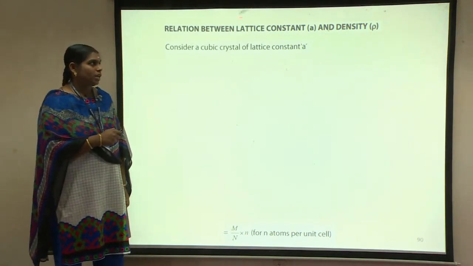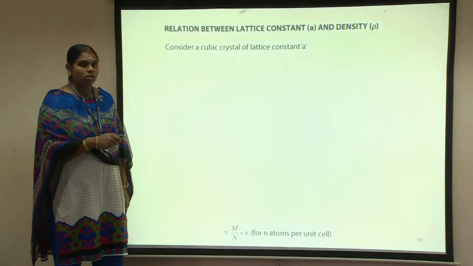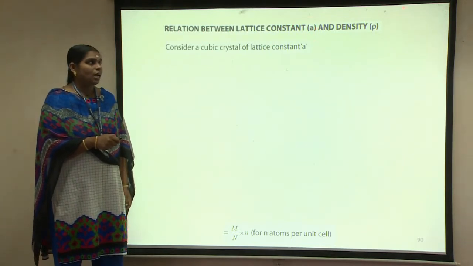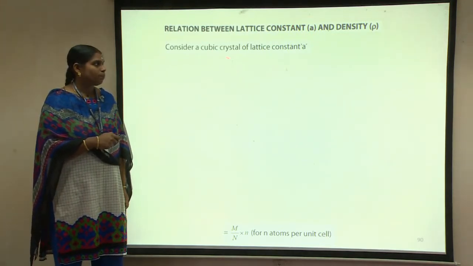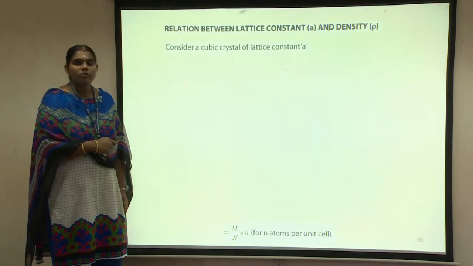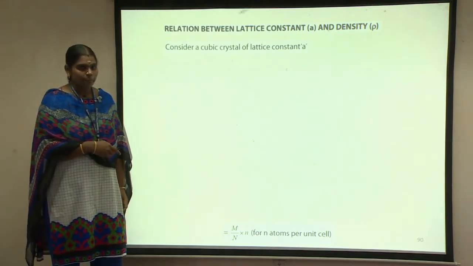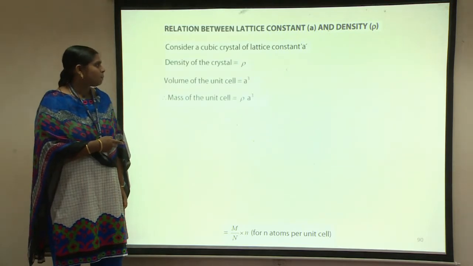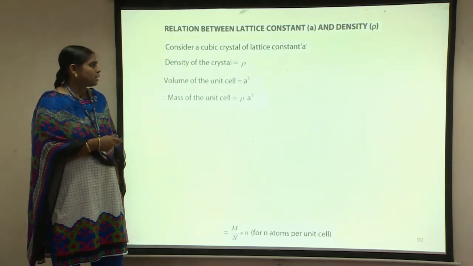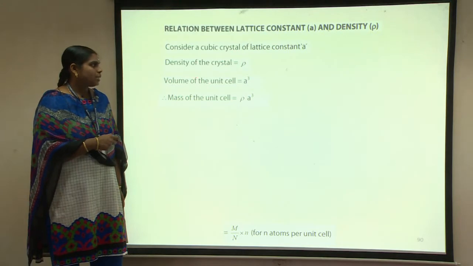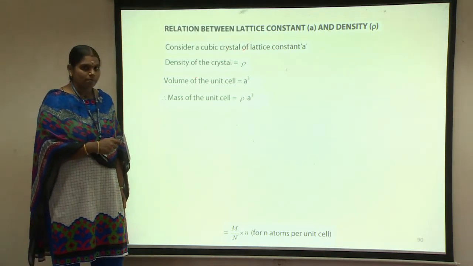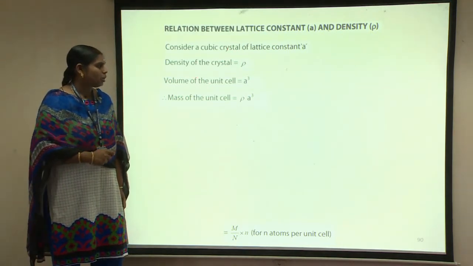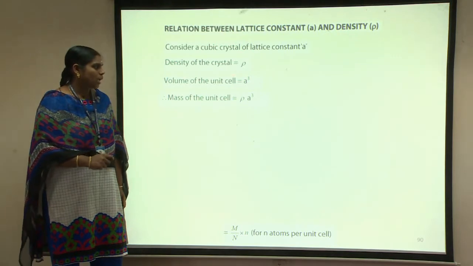So this is a very important relation which connects the lattice constant A, that is the edge length, and the density of a crystal. So how to start with it? First we consider a cubical lattice. Let its edge length or lattice constant be A. The density of the crystal is considered to be rho, and since it is a cubical lattice, for our simplification, we use the volume as A cube.